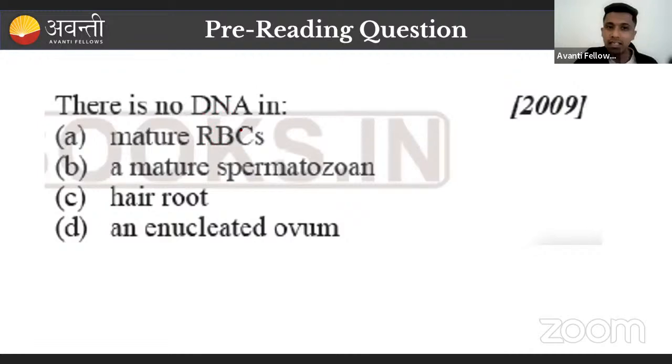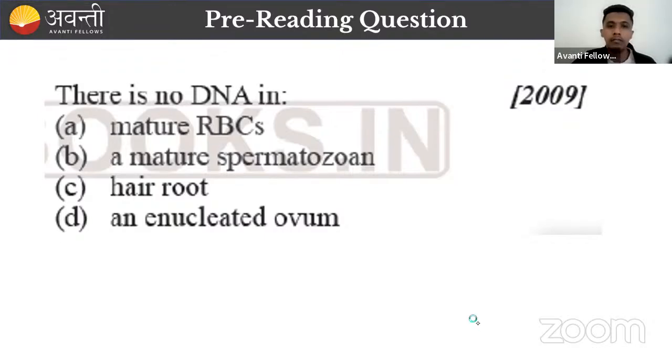Let's go ahead. Okay. So you have your second question. There is no DNA in hematozoan, root hair. Okay. So you have your options, and here is your question. You have a minute to answer this question. Please try to answer in your chat box. There is no DNA in mature RBCs, a mature spermatozoon, root hair, and enucleated ovum.